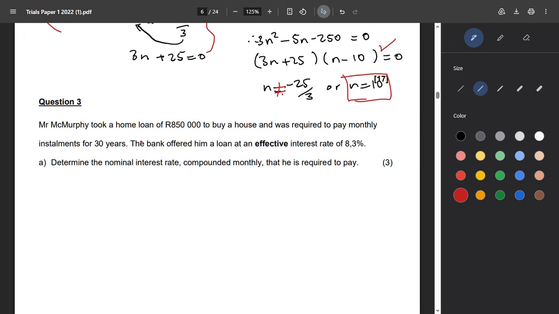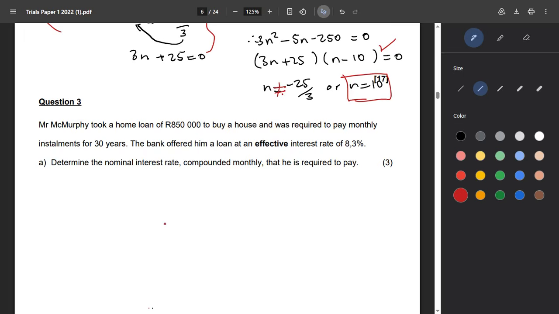So the question says, Mr. Murphy took a home loan of 850,000 to buy a house, and he was required to pay a monthly installment of 30,000 over 30 years. Okay, so the bank offered him a loan at an effective interest rate of 8.3%, and they want you to determine the nominal interest rate compounded monthly that he's required to pay.